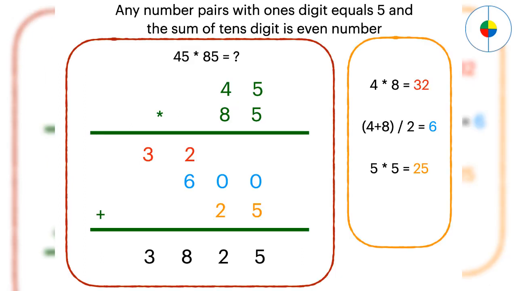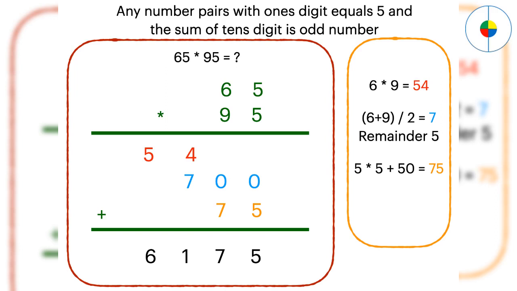Any number pairs with both ones digits equal to 5. The calculation can be much easier. When the sum of the tens digits is an even number, you multiply the tens digits and put the result into the hundreds position. Then you add the average of the tens digits to the hundreds position, and put 25 into the ones position.